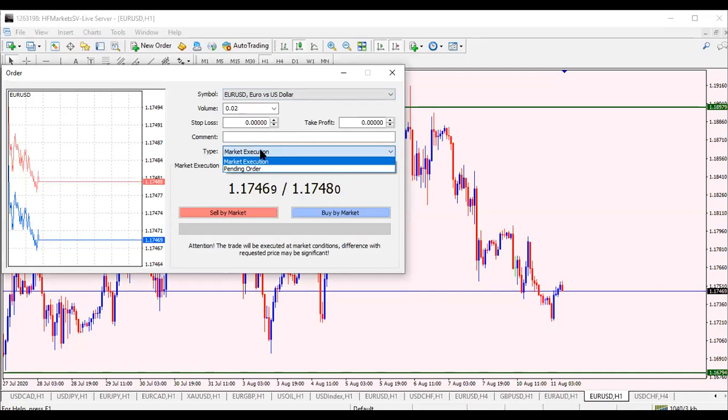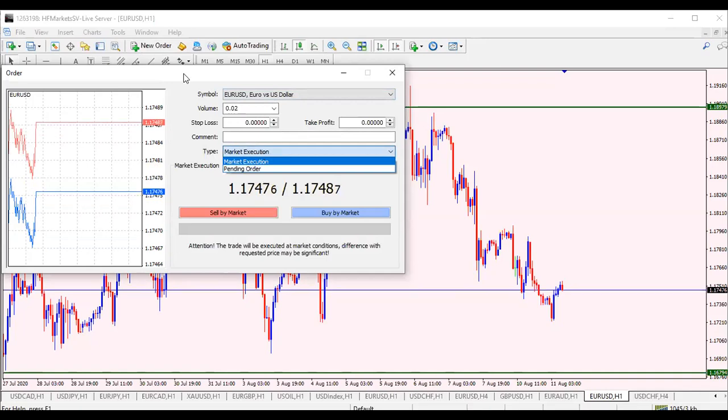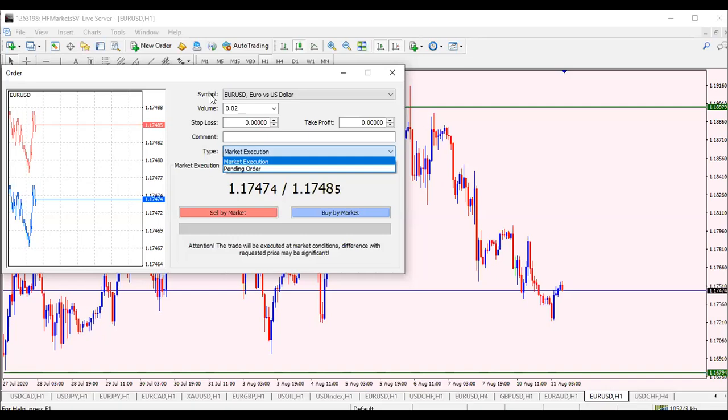We have the buy limit, the sell limit, the buy stop, and the sell stop. Now, what is market execution? In Forex or in trading, we have two types of traders: the aggressive traders and the conservative traders. Who is an aggressive trader? An aggressive trader is one who comes to the market in a rush.